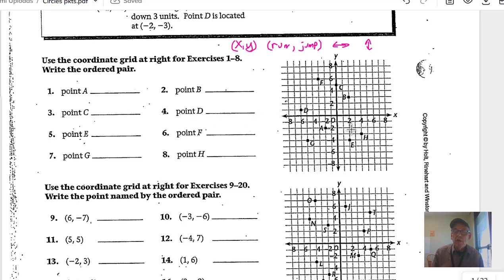So point A, find point A. It's back 2, down 2. So -2 in the x direction, -2 in the y direction. And ordered pairs have parentheses around them.